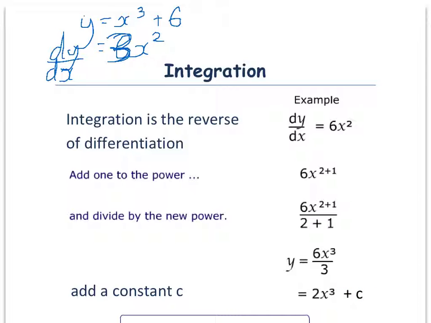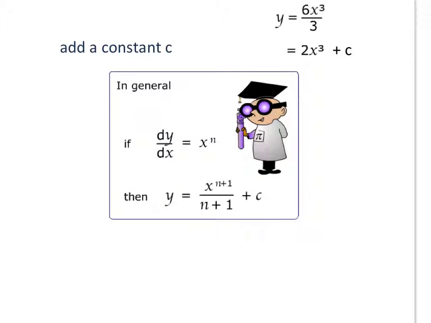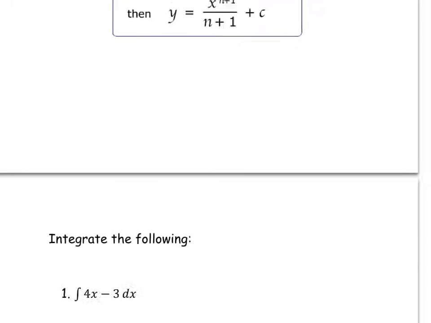So just to summarise again, integration is add 1 to the power and then divide by the new power. In general, here's a general rule for it. If dy by dx is equal to x to the power of n, then y is equal to x to the power of n plus 1 divided by the new power n plus 1, and then you add on the constant c. So let's have a go at a couple of examples.